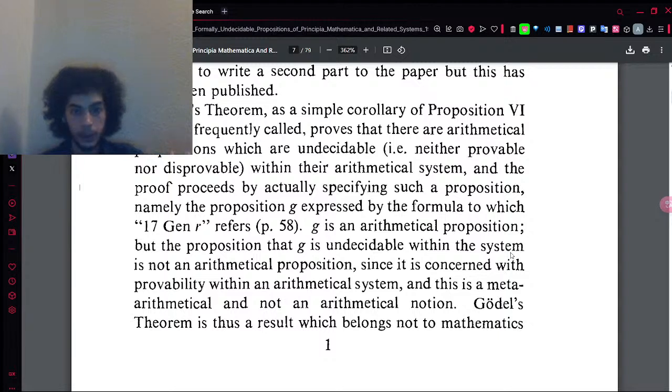Yes, it's more, you could say, it's a logical notion that encompasses arithmetic. So it's like a broader field.